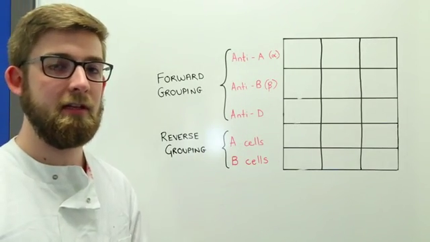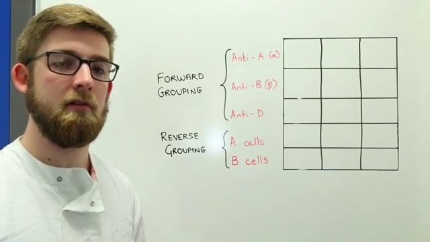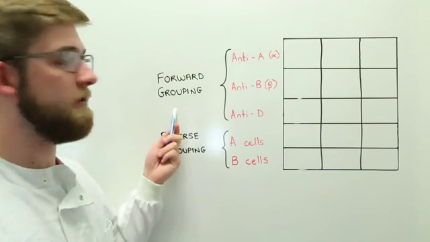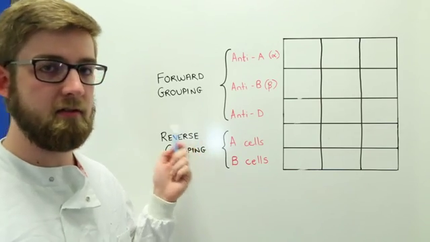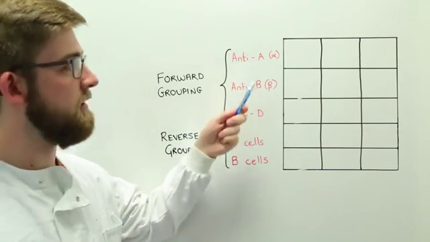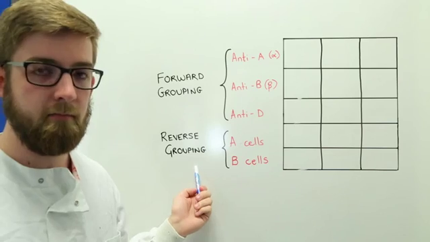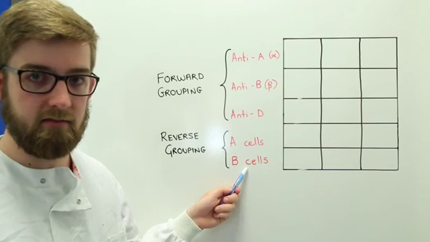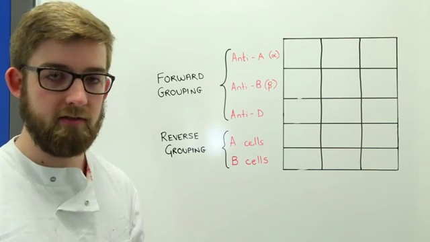No problem. Here we have a table similar to one you're likely to see in an exam, and I'm going to show you the results you're likely to see and how you can understand and interpret the data. So it's split into two sections: forward grouping and reverse grouping. Forward grouping is when you mix a patient's cells with stock serum, either anti-A, anti-B or anti-D for the Rhesus factors. Reverse grouping is when you take the patient's serum and mix it with stock A cells or stock B cells. Now the example I'm going to show you is for B negative blood.